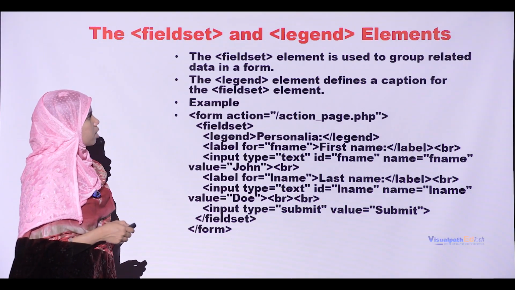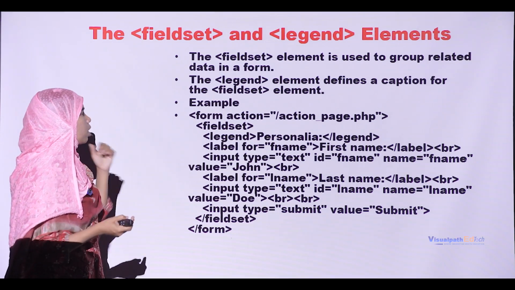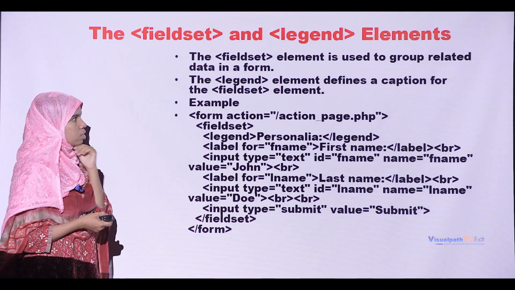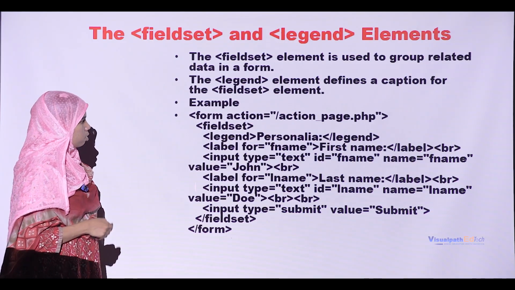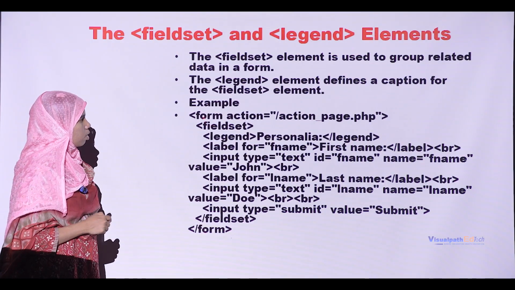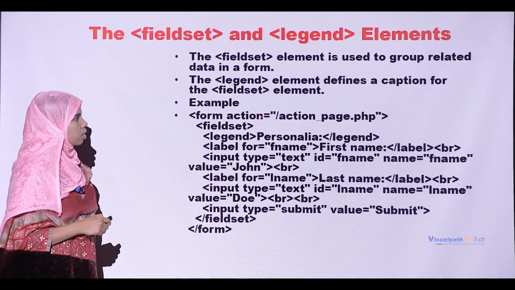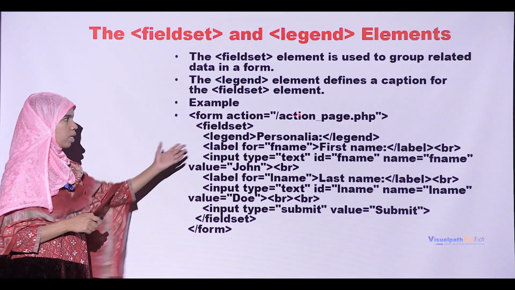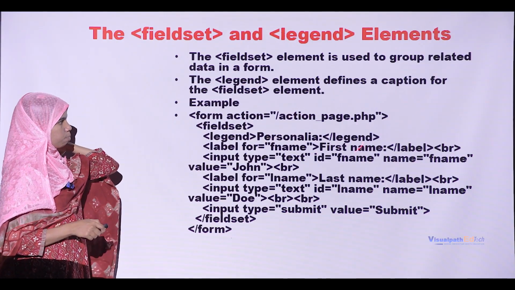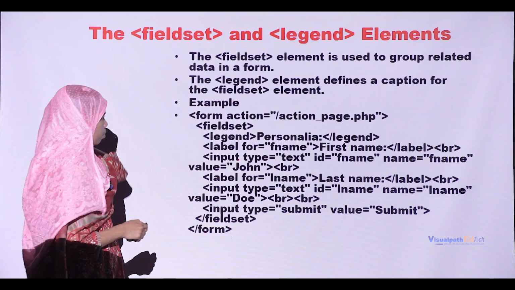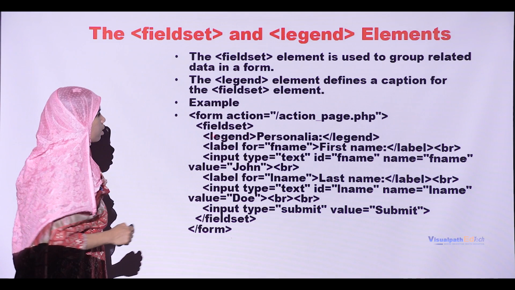Now, fieldset and legend elements, what are these? These are used to group related data in the form. Legend defines the caption of the field. Here you can see one example. For example, inside the form we have so many attributes. Basically, all the actions that we will be taking upon the form, we will be writing in the form of page.php.